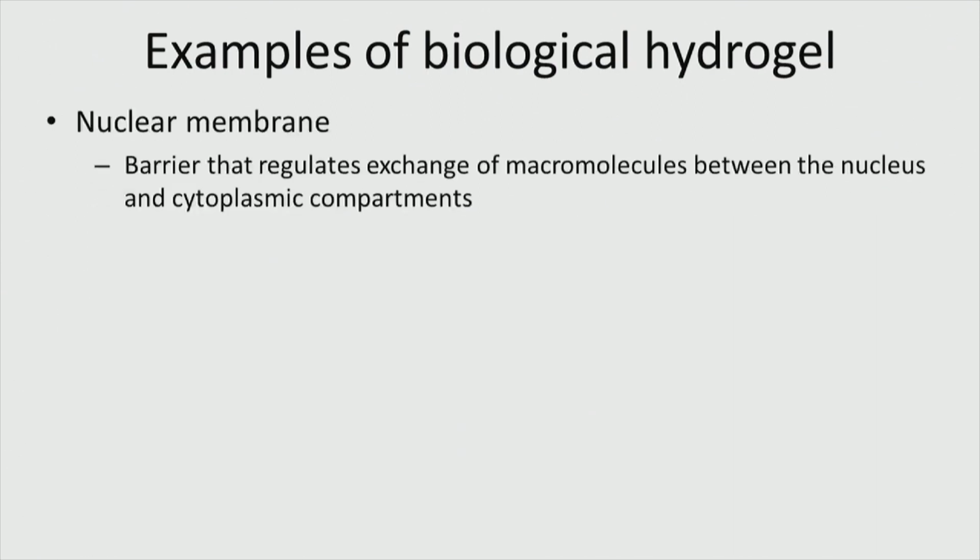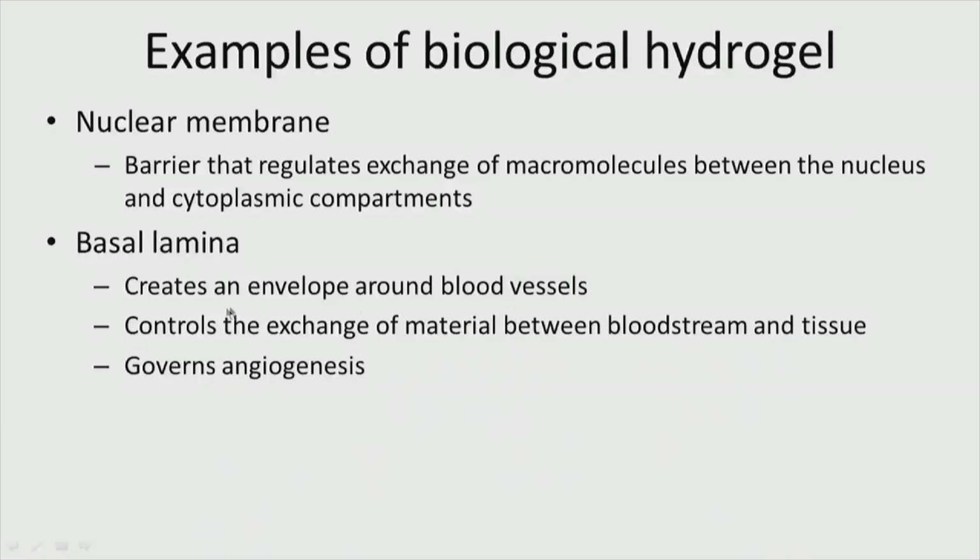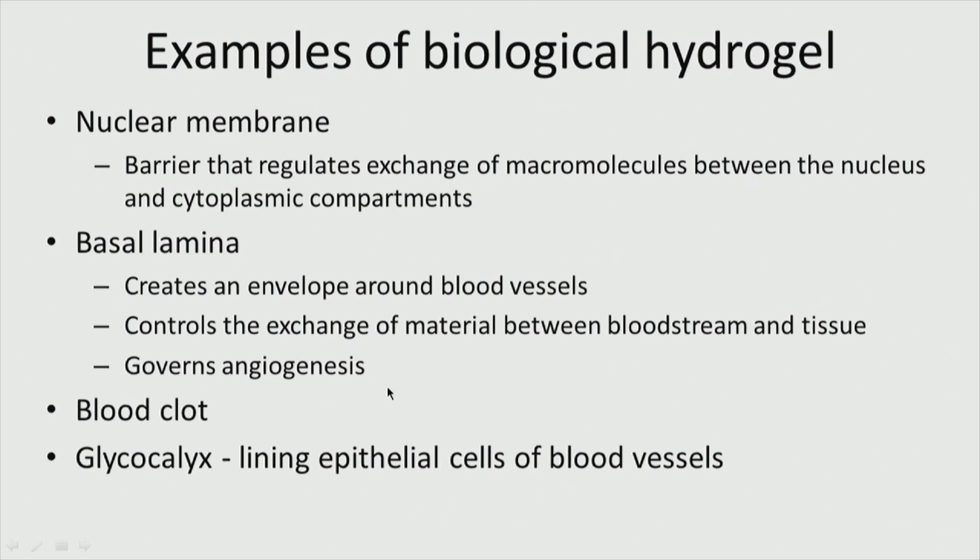Okay. The nuclear membrane, a barrier that regulates exchange of macromolecules between the nucleus and cytoplasmic compartments, is also a biological hydrogel. Basal lamina creates an envelope around blood vessels, controls the exchange of material between bloodstream and tissue, and governs angiogenesis. A blood clot, even that is a hydrogel. Glycocalyx is the lining of epithelial cells of blood vessels, highly hydrophilic, okay, that is the lining material inside the blood vessels. Sinus secretion is also called a hydrogel.